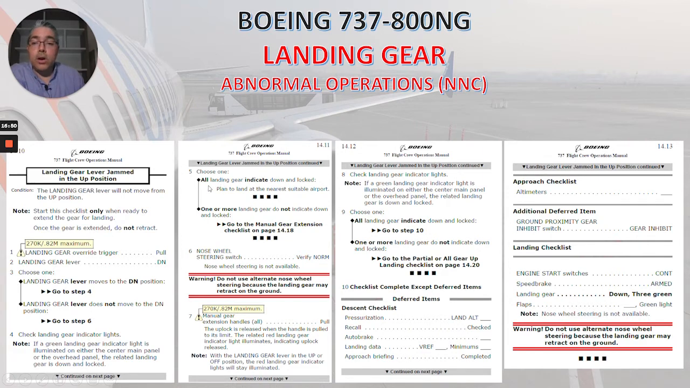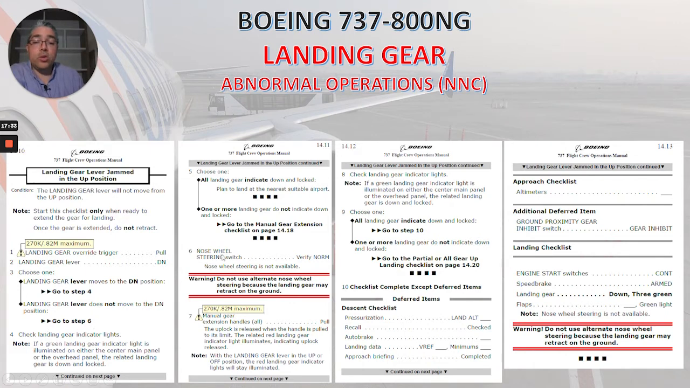Choose one. All landing gear indicate down and locked. Plan to land at the nearest suitable airport, and that's the end of the checklist. One or more landing gear do not indicate down and locked, go to the manual gear extension checklist on page 1418. If the landing gear lever does not move to the down position, we'll go to step 6.